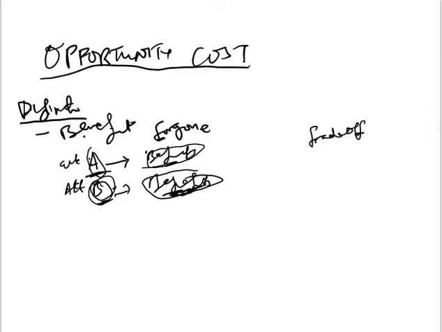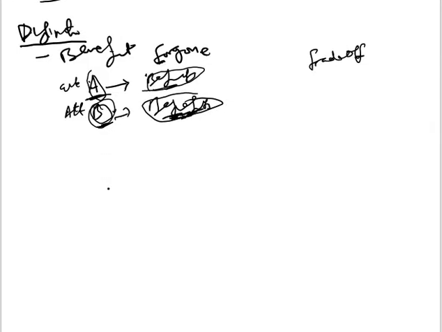So that's why we're saying that it is a benefit foregone. A benefit that has been foregone, that has been forfeited, is an opportunity cost. So measurement. How do we measure opportunity cost? Look at this as an example. We'll look at two examples.